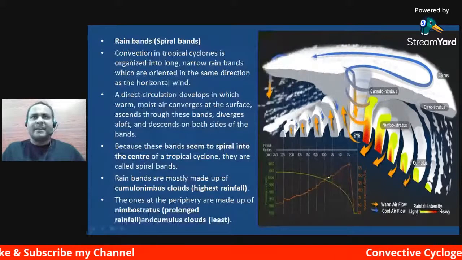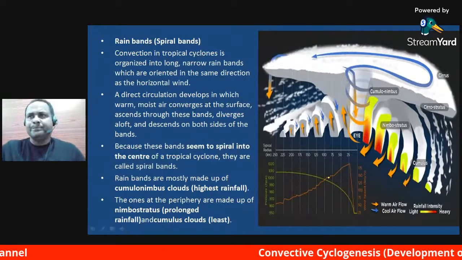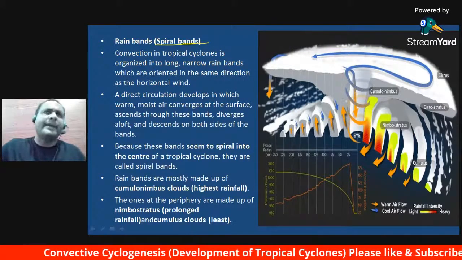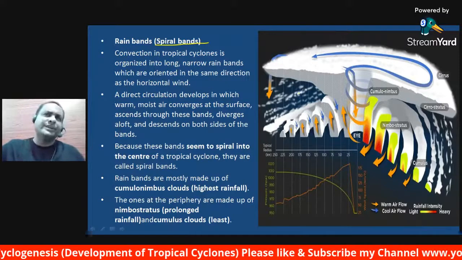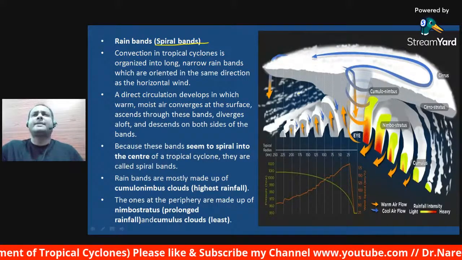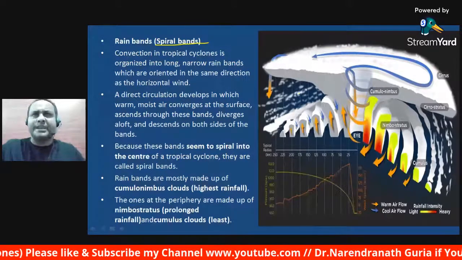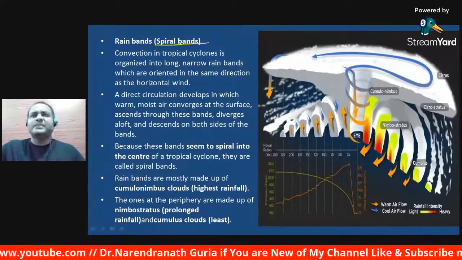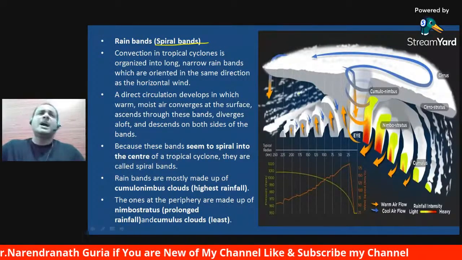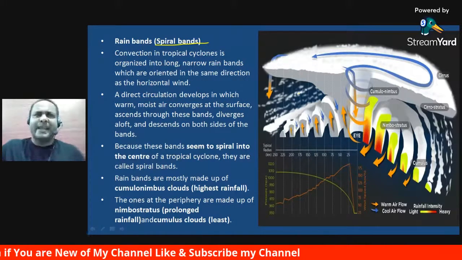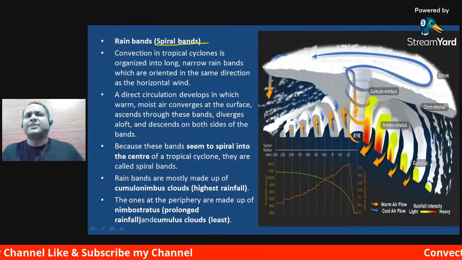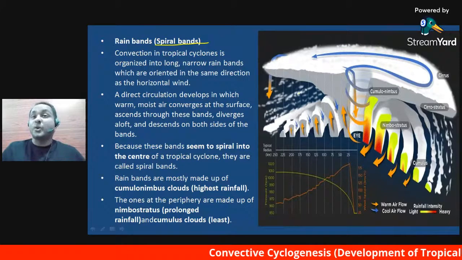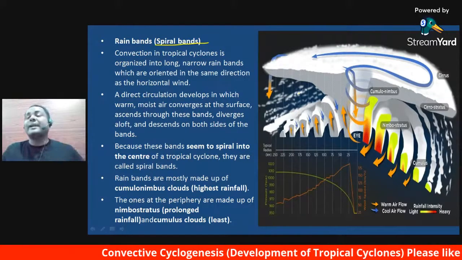And the rain bands, you must watch the rain bands carefully. Basically, the spiral band is called a rain band. Convection in a tropical cyclone is organized into long and narrow rain bands, oriented in the same direction as the horizontal winds. Direct circulation develops in which warm, moist air converges at the surface and ascends through these bands, and diverges aloft and descends on both sides of the bands. Because these bands seem to spiral into the center of the tropical cyclone, they are called spiral bands.